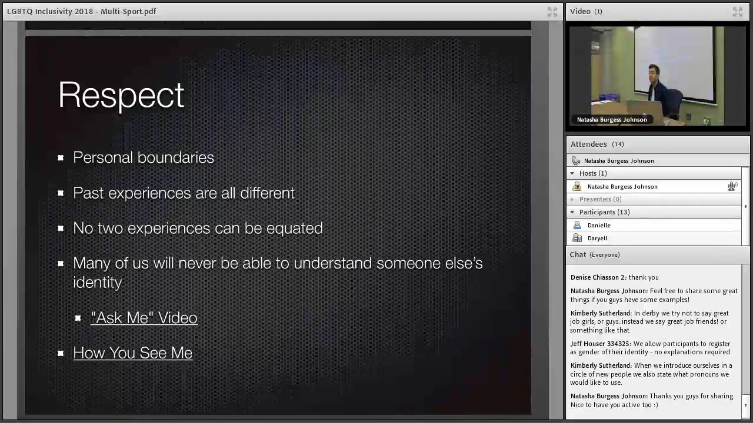You got to remember past experiences are all different. Keeping in mind some of those stats from earlier, we don't know what people have experienced. A lot of LGBTQ people have had issues with assault, suicide attempts, substance abuse, but that doesn't mean they all have. So the past experiences of everybody in the discussion are going to be different, just like in any discussion. We have to respect that everybody's past and what they feel is different.